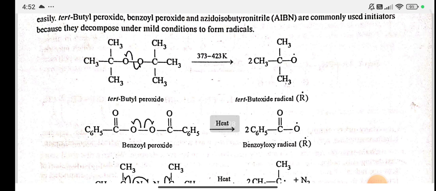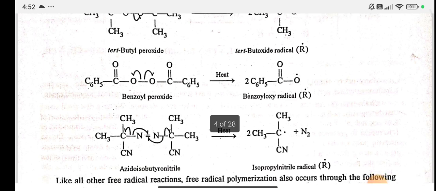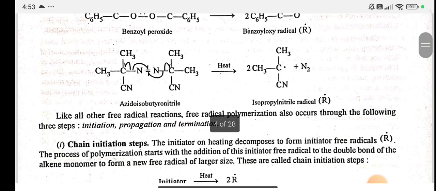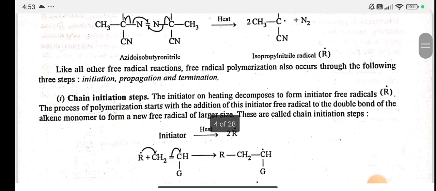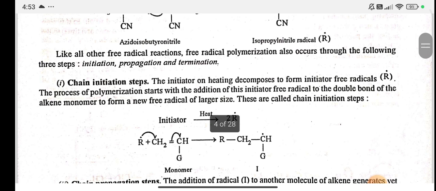Tert-butyl peroxide, which reacts at 373 to 423 Kelvin, gives tert-butoxide radicals. Benzoyl peroxide on heating gives two benzoyloxy radicals. Azobisisobutyronitrile on heating gives isopropyl nitrile radicals. Like all other free radical reactions, free radical polymerization also occurs through the following steps: initiation, propagation, and termination.